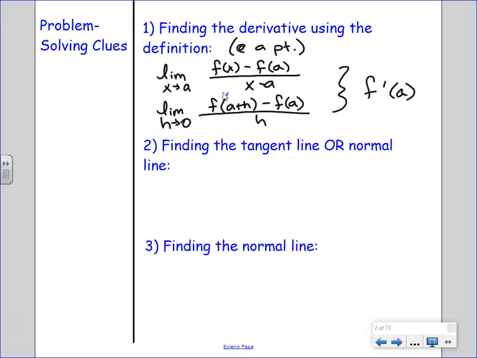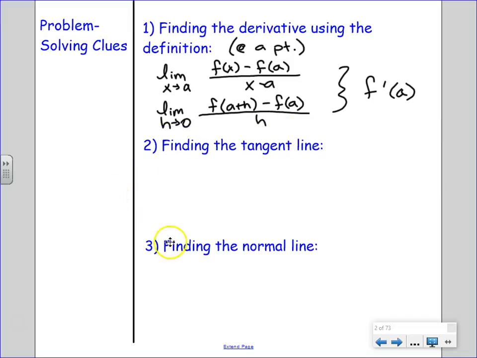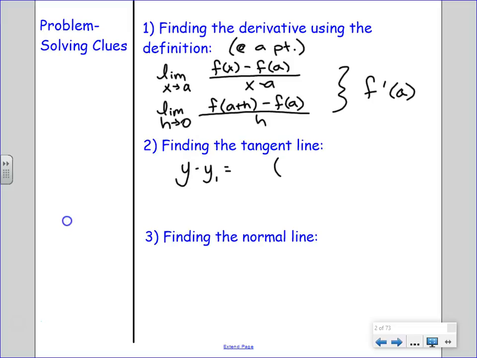Oh, I have it twice. Finding the equation of the tangent line. Point slope: y minus y1 equals, and what do we do in lieu of the m? f prime of a, with x1 and y1. We could have something like y minus f of a equals f prime of a times x minus a, if you like that a little bit more. I guess it's a little bit nicer.